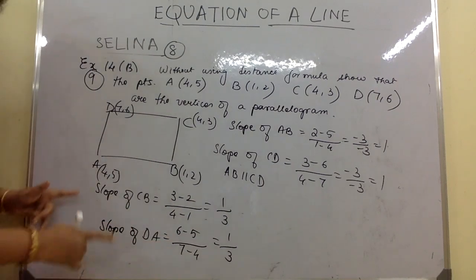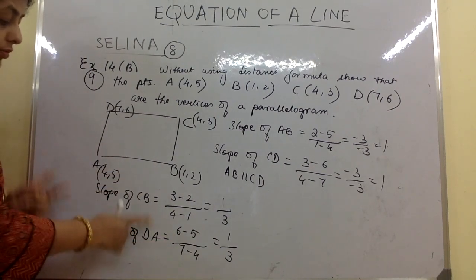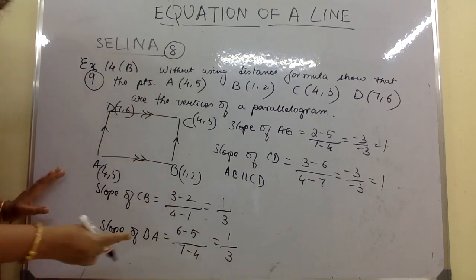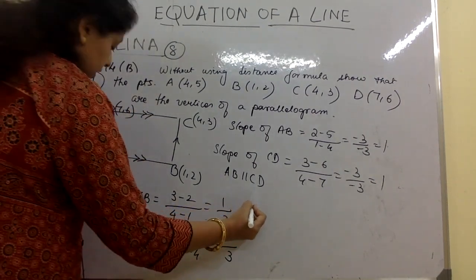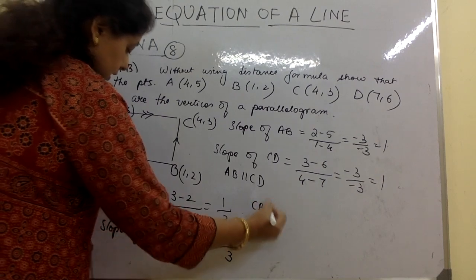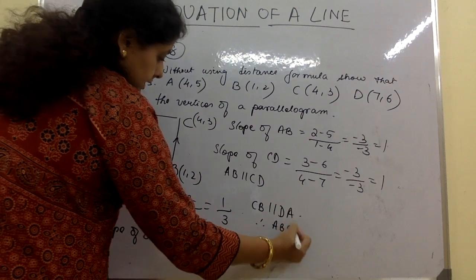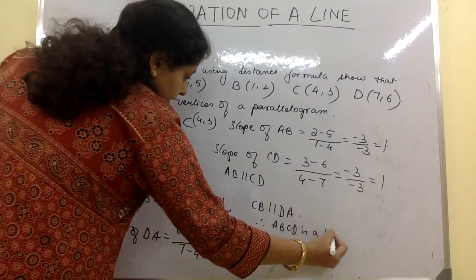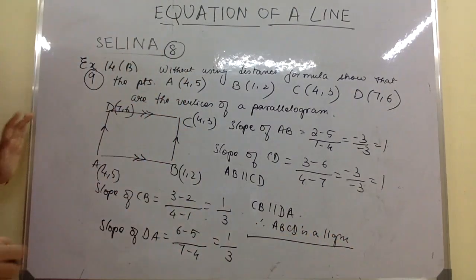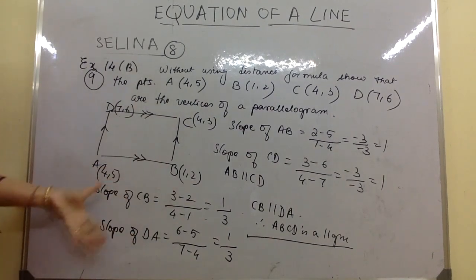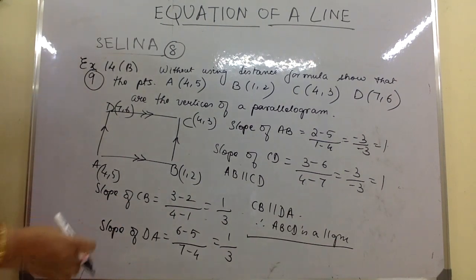Now note one thing, slope of CB is equal to slope of DA. Therefore, these two are parallel, because M1 is equal to M2. So therefore, CB is parallel to DA. Therefore, ABCD is a parallelogram. Okay. So in this case, you have to do all 4 slopes and show correctly. You can write M1 is equal to M2.